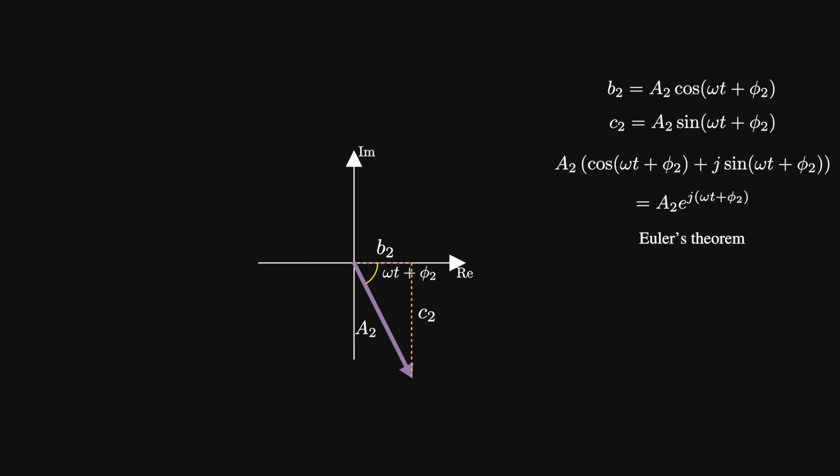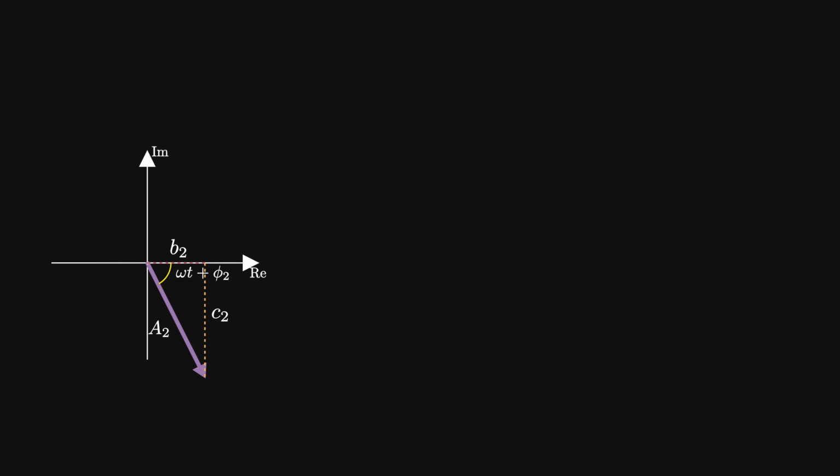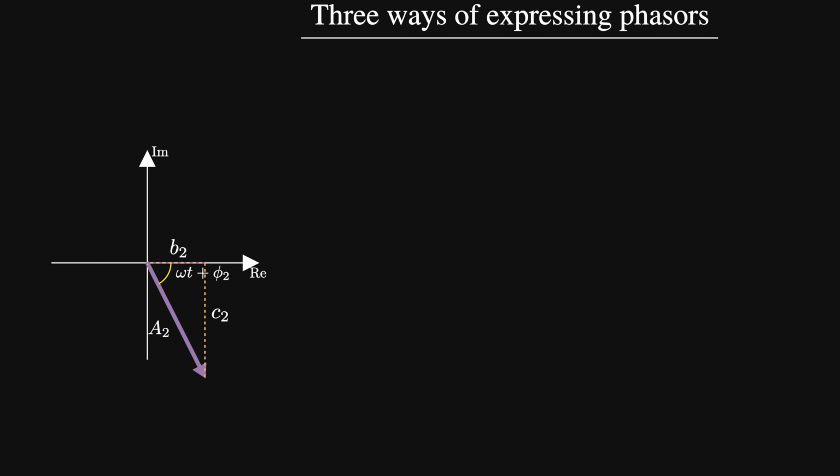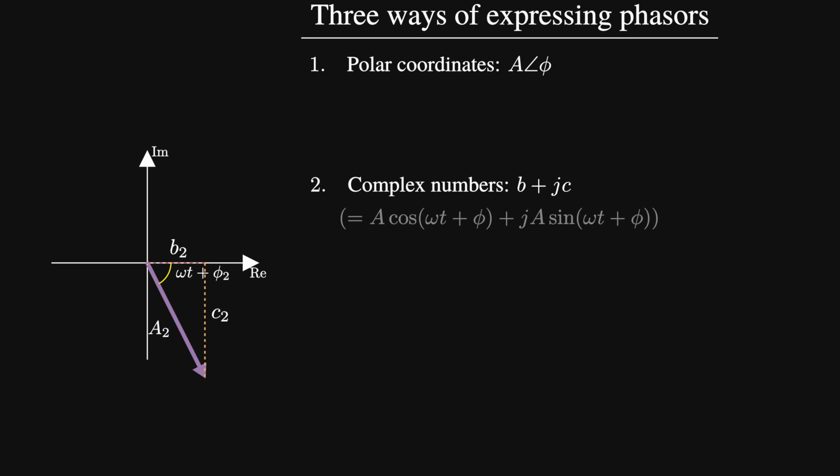But with this, we now have an extra way of writing our waveform. Overall, we have 3 ways of expressing our wave. Firstly, in terms of our amplitude and phase shift, which we can neatly write like this. Secondly, as a complex number written as b plus j times c, which, in terms of a and phi, is just a cos omega t plus phi plus j sine omega t plus phi. And finally, we can write it as an exponential, a e to the j omega t plus phi.